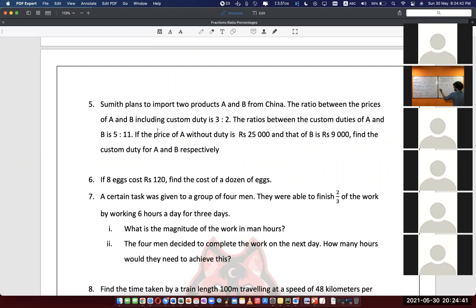Okay, so let me write. It's going to be 2x, right? So price of B with duty is 2x, and then the duty is 11y. Price of B with duty is 2x, and the tax is 11y. So when you subtract, what do you get? This, right? 9,000. So we have two equations, simultaneous equations. I think you can solve it.